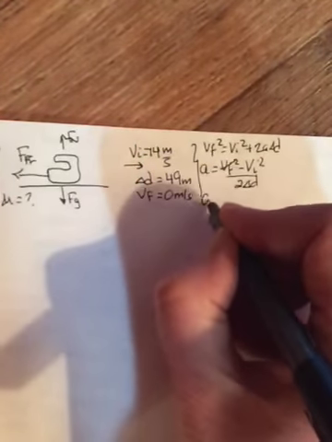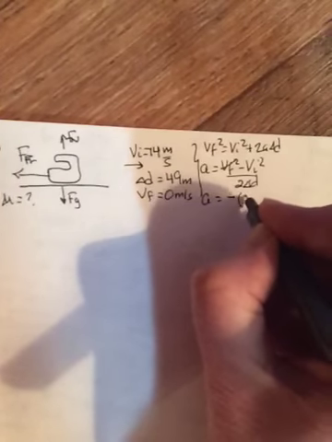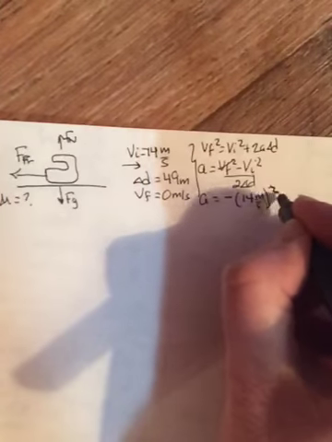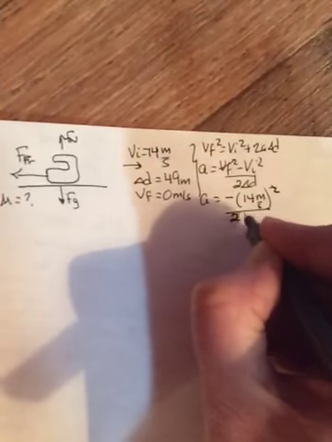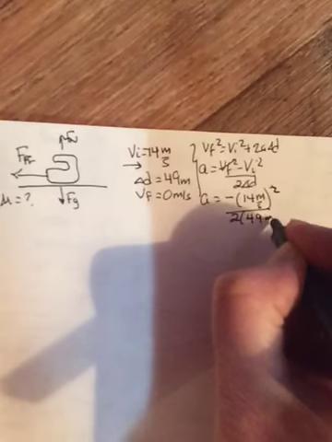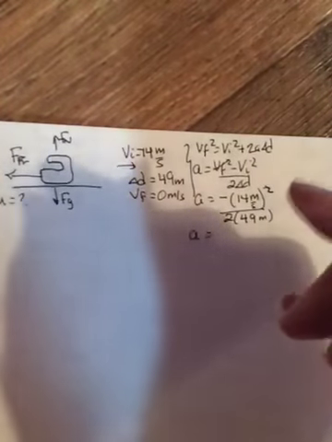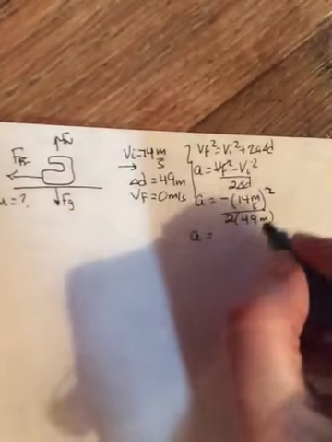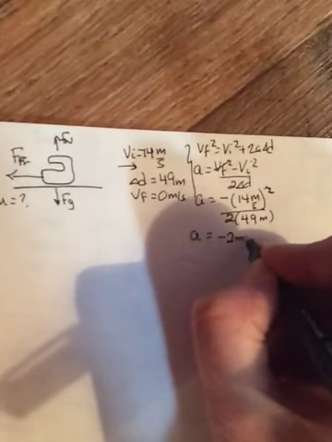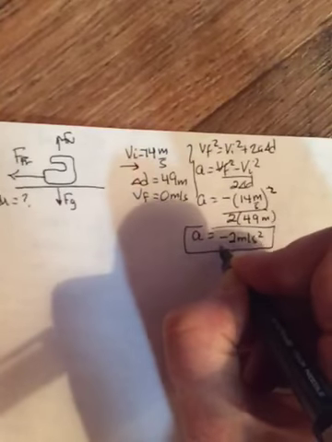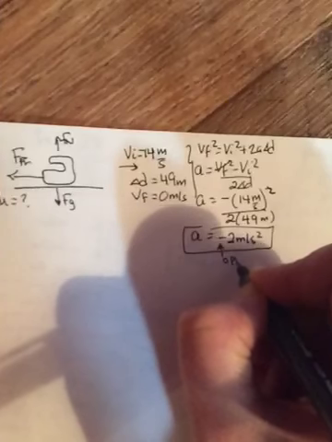VF goes to 0. So A equals negative 14 meters per second squared, and remember that negative's outside, so it stays, over 2 times 49 meters. Negative 196 over 98, you should get an acceleration of negative 2 meters per second squared, where the negative just means opposing motion or slowing down.